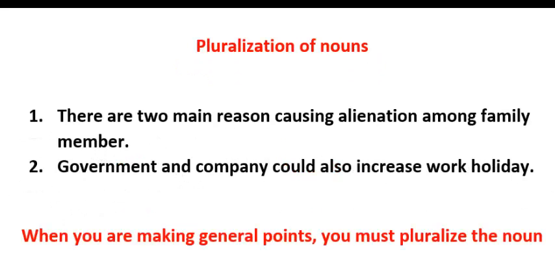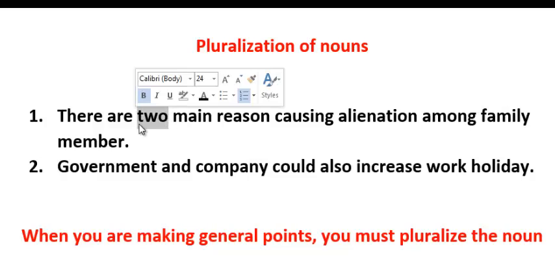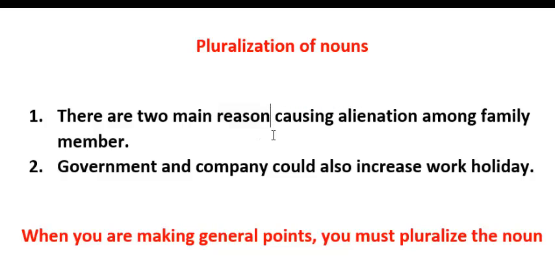Another common mistake is the pluralization of nouns. So what do I mean by that? Well, let's read these 2 sentences. Number 1, there are 2 main reasons causing alienation among family member. Number 2, government and company could also increase work holiday. So in sentence number 1, hopefully you can see that we've already counted 2 of these reasons.